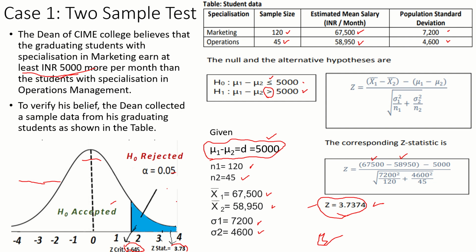What is the null hypothesis? This is the null hypothesis. That means there is no significant difference between the salary of both specialization students.